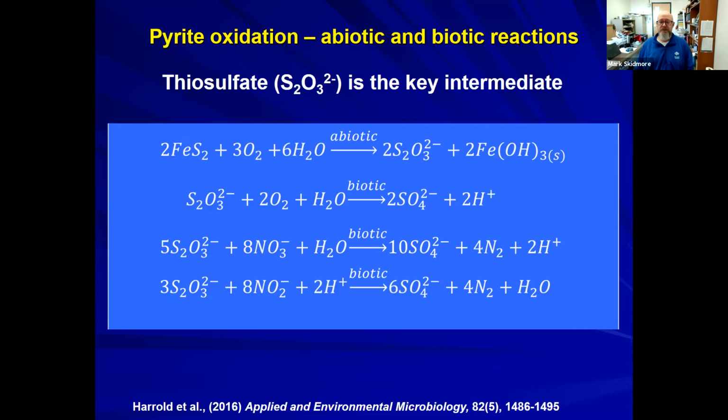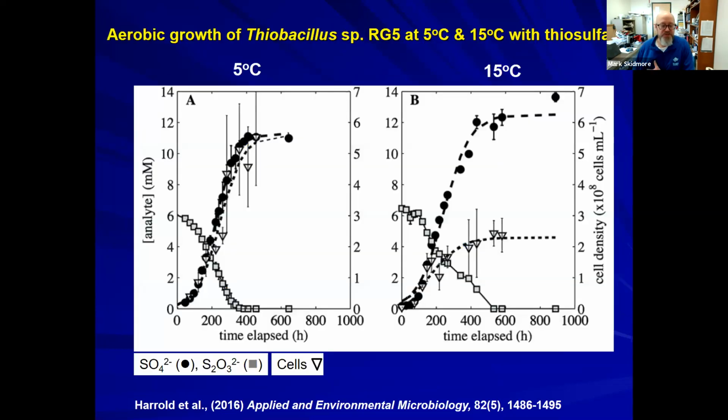Going back to our Robertson example, this is the work of Sally Harold, and she was able, working with Eric and myself, to grow this particular Thiobacillus species. This was an isolate that came out of those sediments. Here we're looking at the aerobic growth of this organism at 5 and 15 degrees Celsius with thiosulfate.